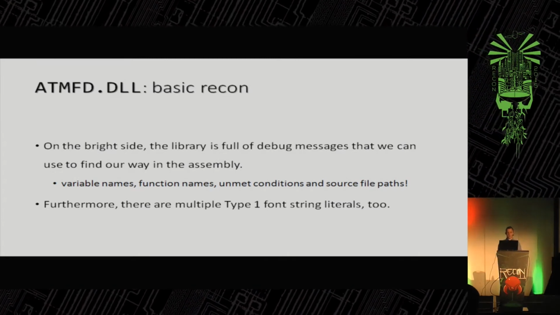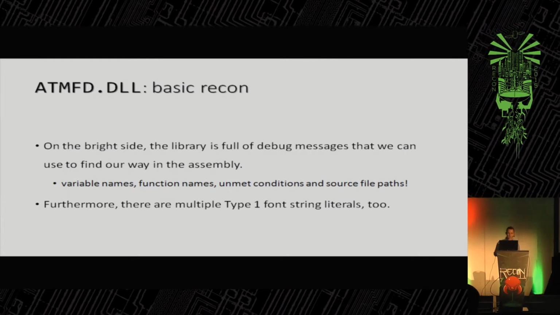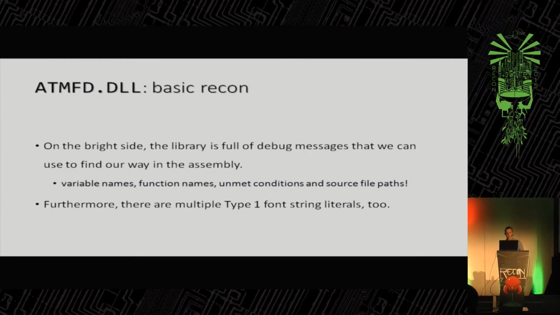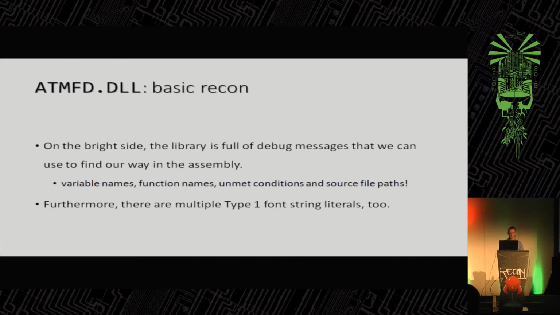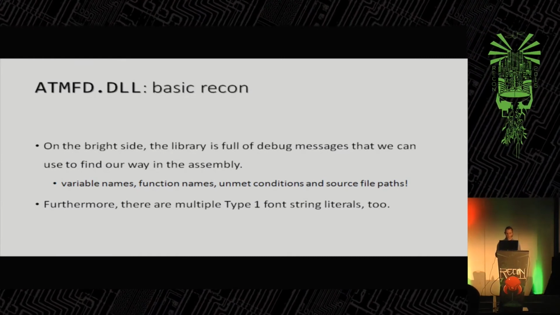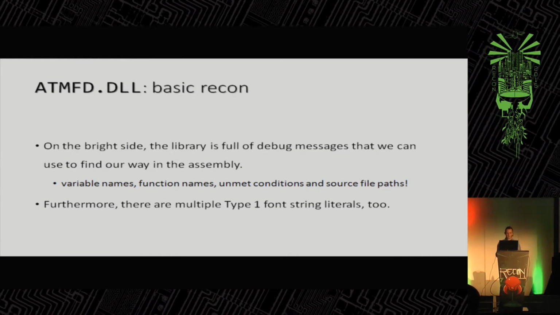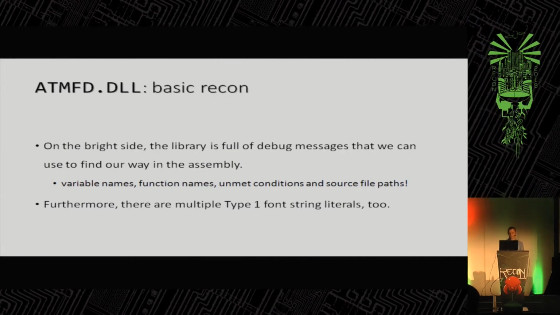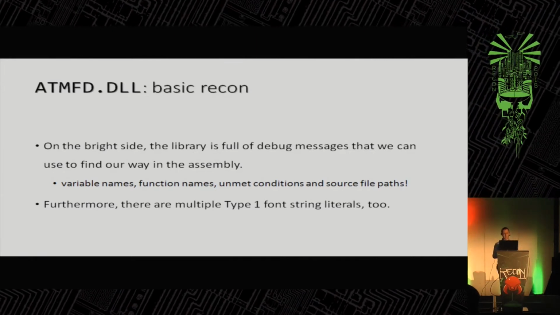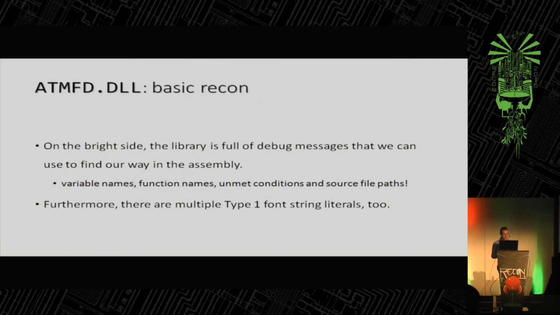So we have things like variable names, both local and global. We have some function names, the conditions that the ATMFD wanted to be met but haven't been met in case of some assertions. We also have some source file paths and stuff like that. So it's a lot of useful information.